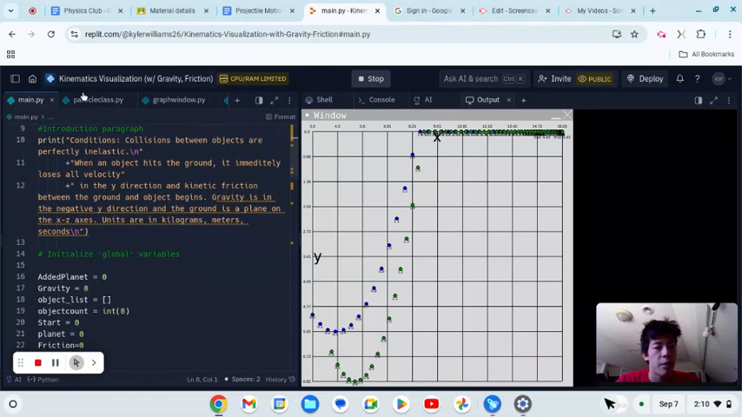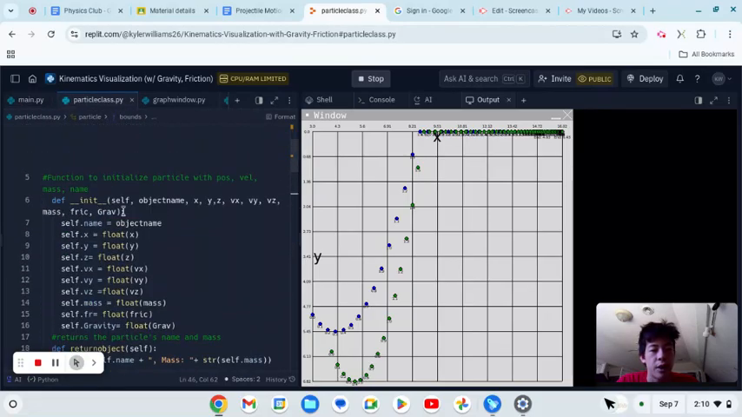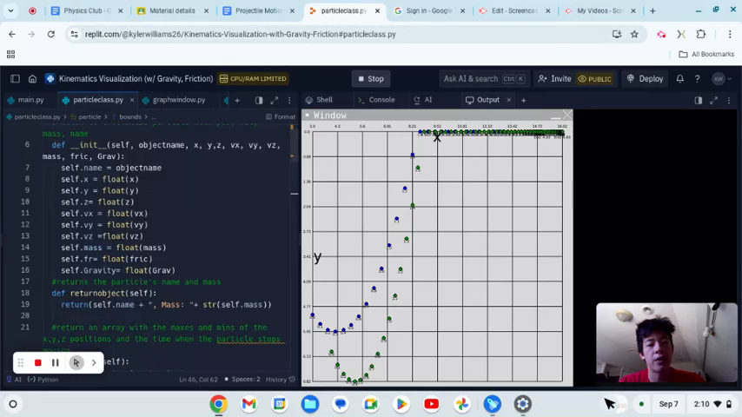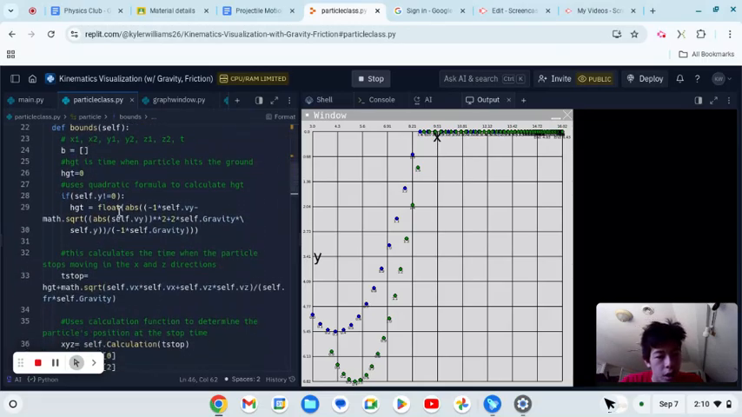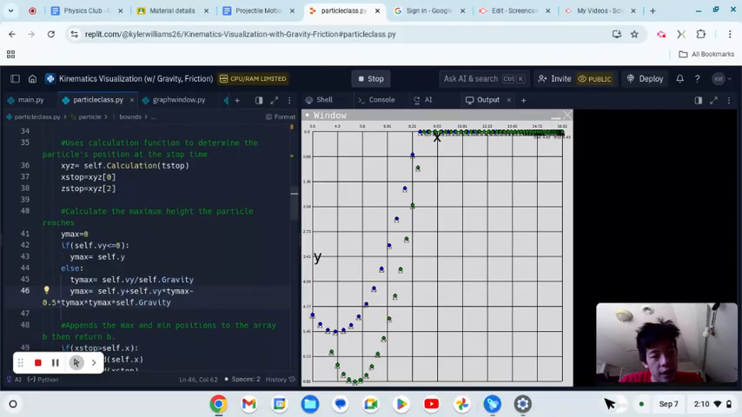Yeah, so the main file that's going to include all of the physics equations is going to be particleclass.py. The reason why is because this particle class tells the program how the particle moves. So that's where the laws of physics come into play. Just looking at an example of an equation being used here is in the calculation of the maximum height the particle reaches. So that's going to be right here and right here on the graph.